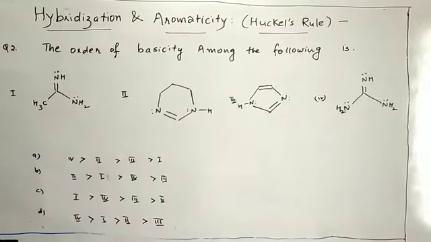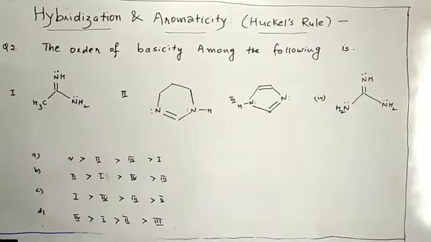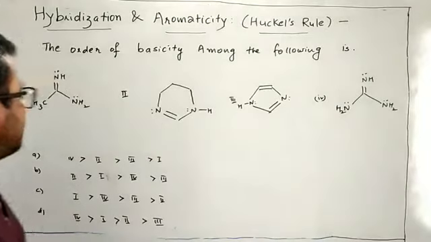Now basicity depends upon the tendency to lose electrons. Obviously in all these 4 compounds nitrogen will lose electrons. Now first of all, on the basis of hybridization we will see which nitrogen will donate a pair of electrons. Again come to the first molecule.